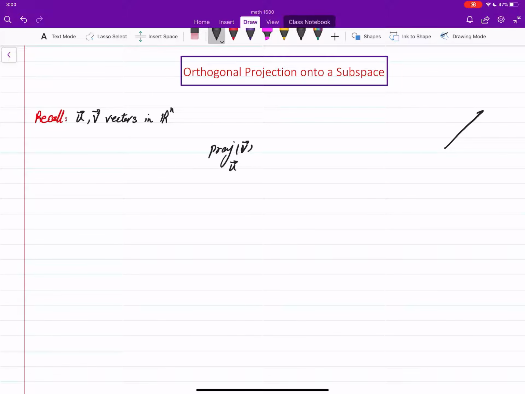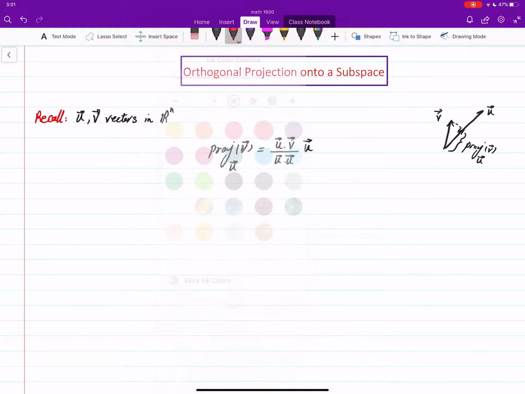Well, geometrically, this is u, this is v. What we meant was the shadow, the orthogonal shadow of v in the direction of u. So this is what we call projection of v onto u. And the definition was u dot v over u dot u. This is a scalar, then scalar multiplied to vector u.